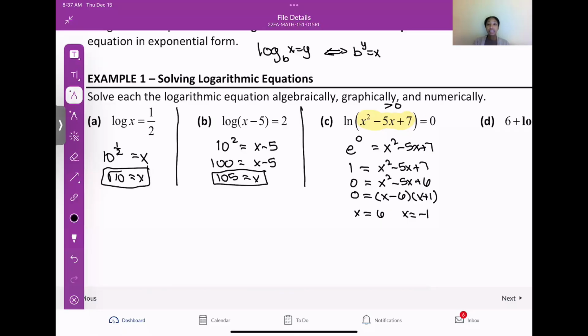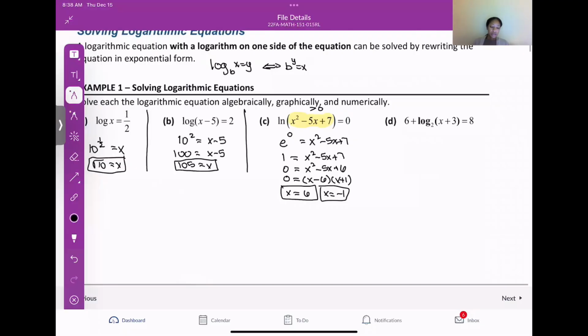So when we plug in 6, we get 6 squared minus 5 times 6 plus 7, is that a positive number? It is. That'll be 42 minus 30, so that'll be a positive number. And when we plug in negative 1, squared is 1, minus 5 times negative 1, that's plus 5, plus 7. Do we get a positive number? Yes. You do need to check that because all the time you won't get a positive number. Both of these do work though. So we get 2 solutions.